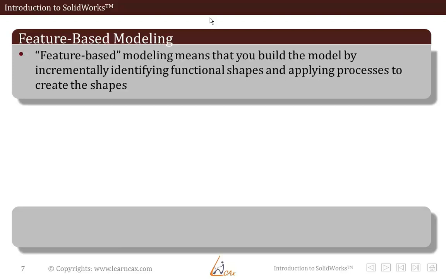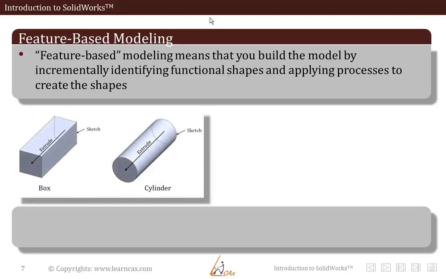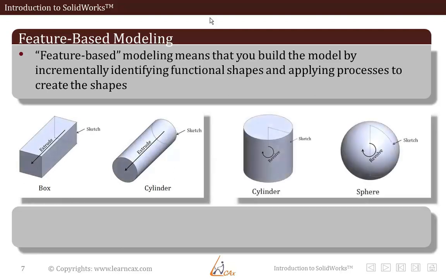Feature-based modeling means that you build the model by incrementally identifying functional shapes and applying processes to create the shapes. For example, you can create a simple box by using the extrude process, and you can create a sphere by using the revolve process. However, you can make a cylinder using either process by revolving a rectangle like this or extruding a circle like this. You start by visualizing the 3D shape and then apply a 3D process to a 2D sketch to create that shape. This concept on its own is half of what you need to know to create models with SolidWorks.